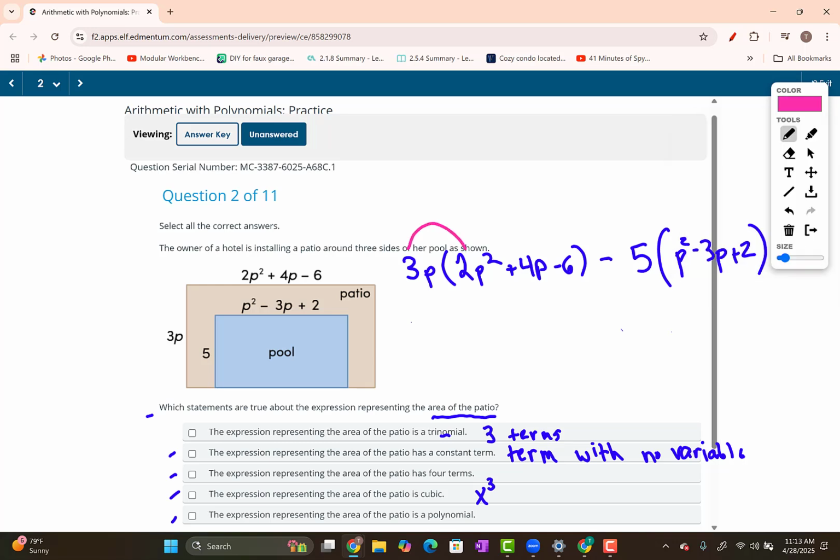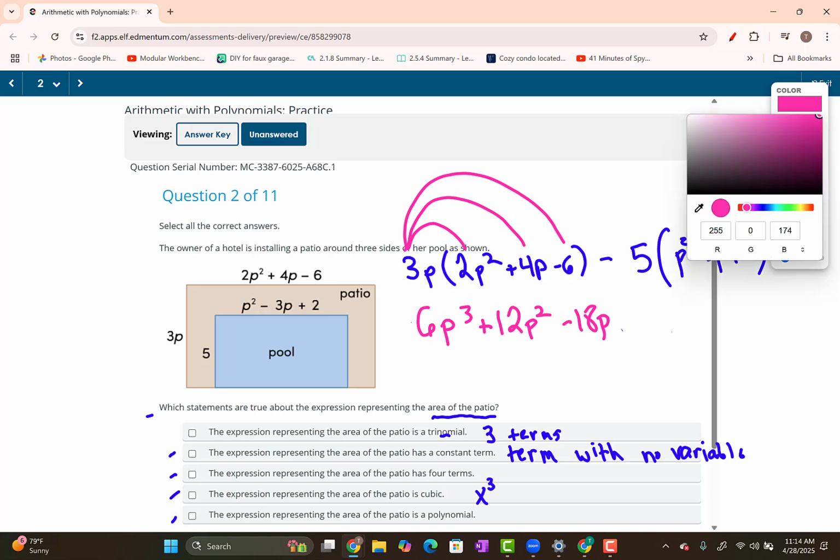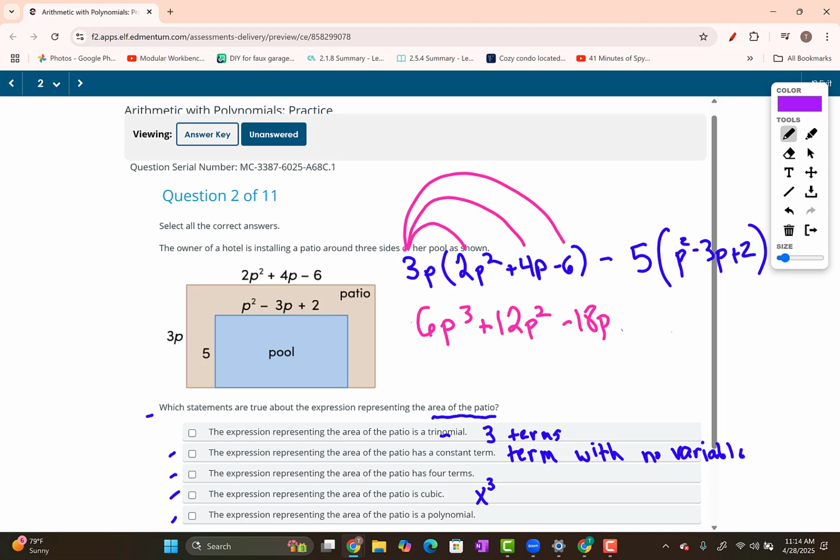So let's distribute the 3p to the first parentheses. 3p times 2p is 6p to the third. 3p times positive 4p is 12p squared. 3p times negative 6 is negative 18p. Next, we're going to distribute the negative 5. I'm going to put that negative sign with the 5 and distribute it to the p squared. That's going to be negative 5p squared. Negative 5 times negative 3p is positive 15p, and negative 5 times 2 is negative 10.